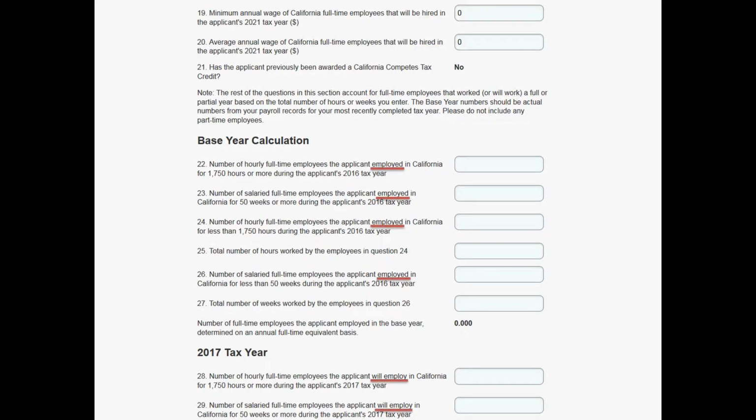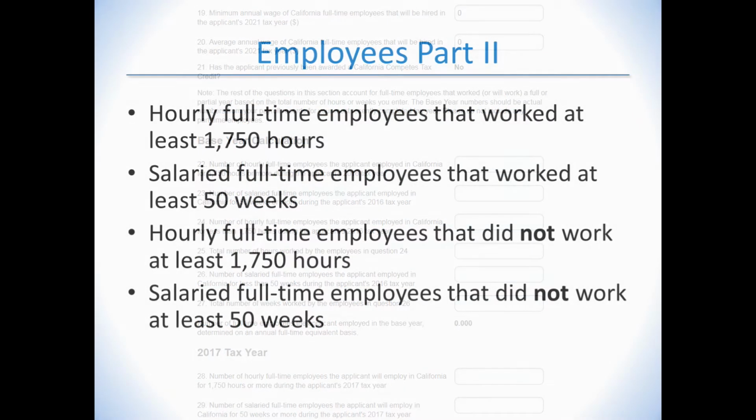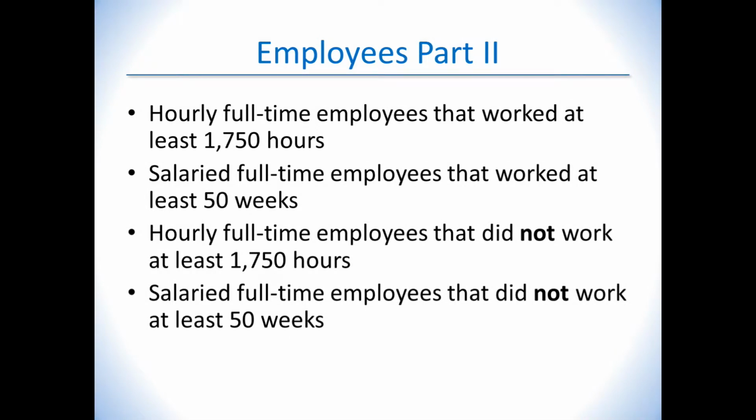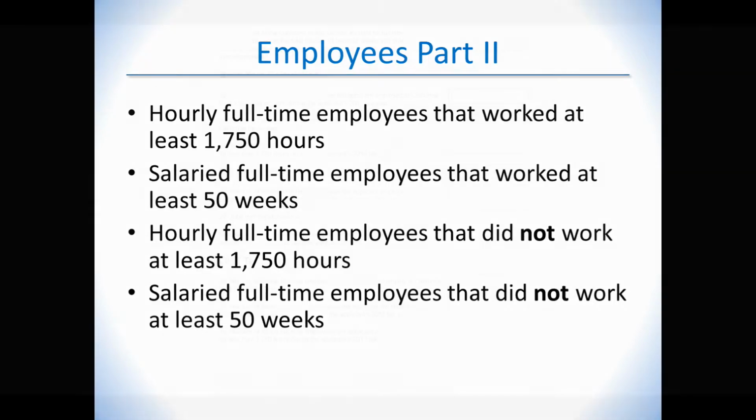In order to complete the base year, Widget needs its payroll records from its most recently completed tax year in order to separate its employees into 4 categories. Hourly full-time employees that worked at least 1,750 hours, salaried full-time employees that worked at least 50 weeks, hourly full-time employees that worked less than 1,750 hours, and salaried full-time employees that worked less than 50 weeks.